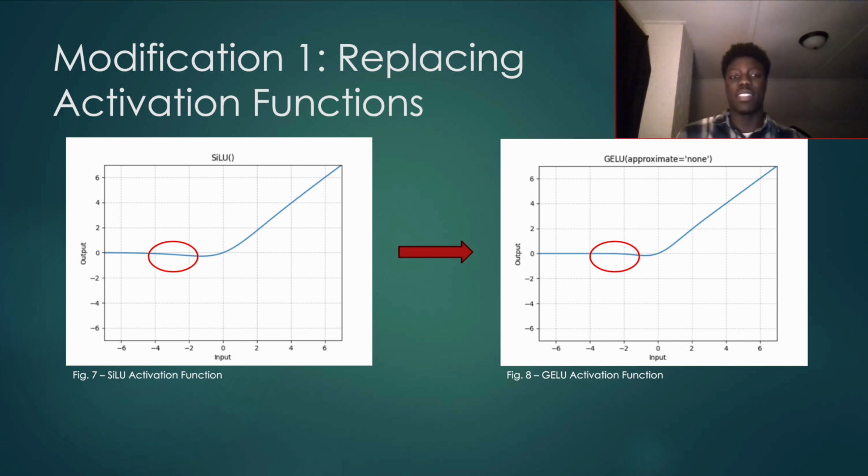Now let's examine the first modification, which was replacing all of the activation functions. Appended to each convolutional layer in the network is a SiLU layer, or a sigmoid linear unit, which smoothly transitions from negative to positive values to preserve small signals better than traditional ReLU variants. Given this key characteristic, our proposed modification involves switching out the sigmoid linear unit with the GELU, or Gaussian error linear unit.